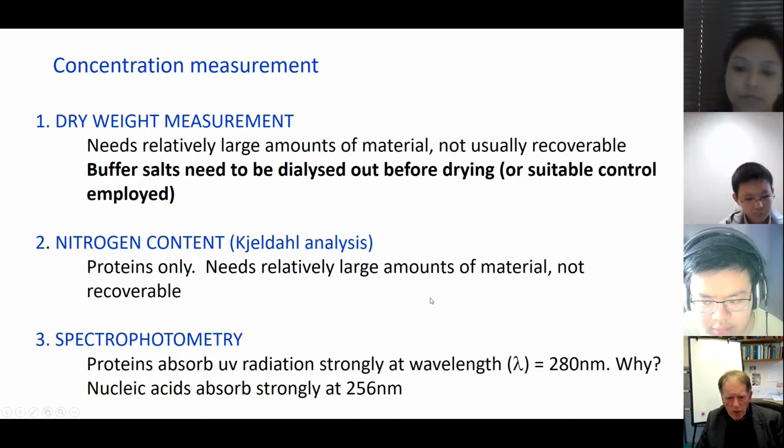And that's because proteins absorb usually quite strongly in the ultraviolet, in what's called the near UV, which is around 280 nanometers. And this is because of the presence of, well, you tell me, folks, what amino acids in a protein molecule absorb quite strongly around 280 nanometers?